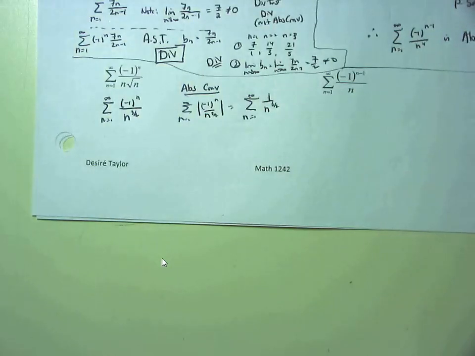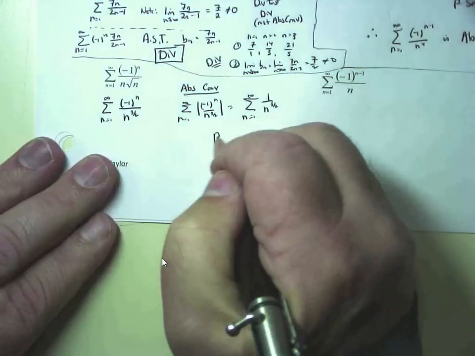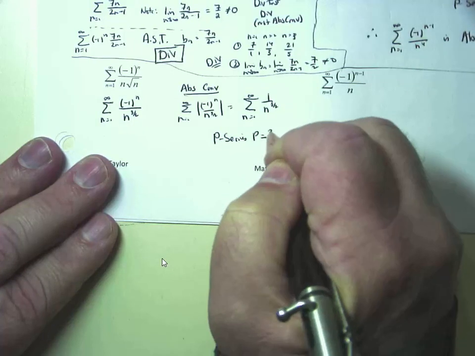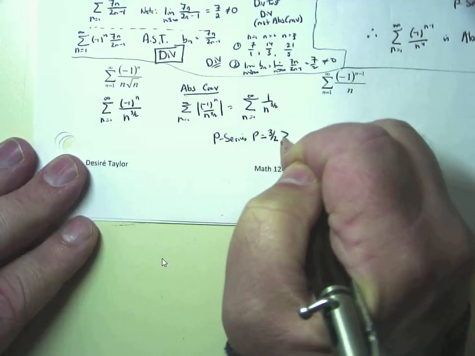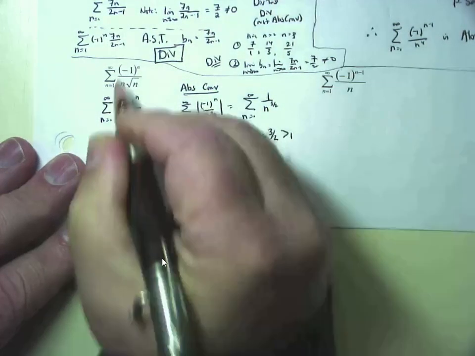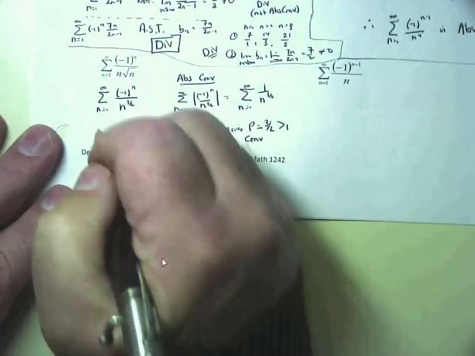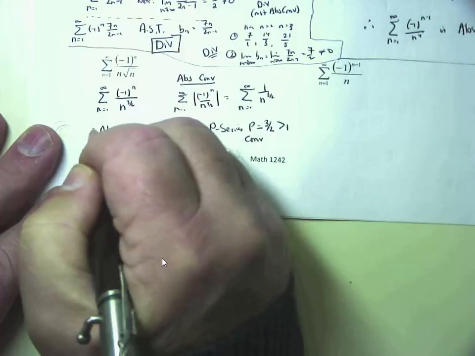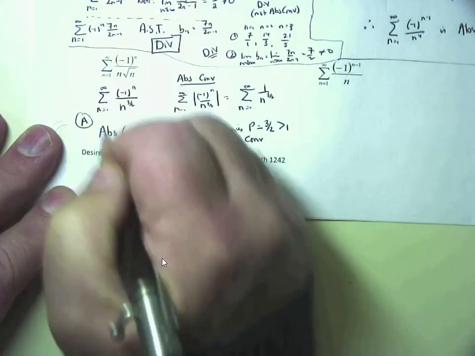What's this one's name? It's got a name. I don't actually have to do a test on it. I should know these. What's this guy's name? Once again, this is a P series. What's P equal to? 3 halves, but 3 halves is bigger than 1, so this is going to do what? Converges. So guess what? This is absolutely convergent. So the answer for this one, once again, is A.